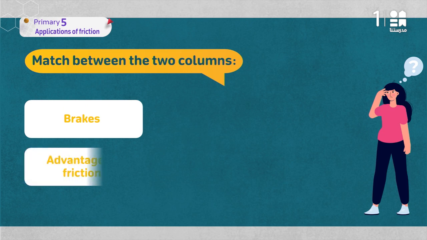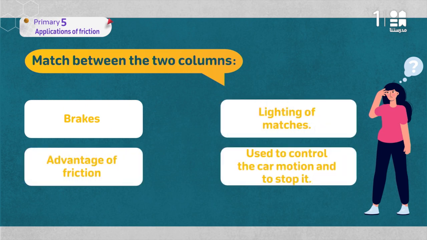Now, match between the two columns. We have in here brakes, advantages of the friction. In the other column, lighting of matches and used to control the car motion and to stop it. Wait, البريكس نستخدمها في إيه؟ We use brakes to control the car motion and stop it. But what about the advantages? زي lighting of match. It's one of the advantages.